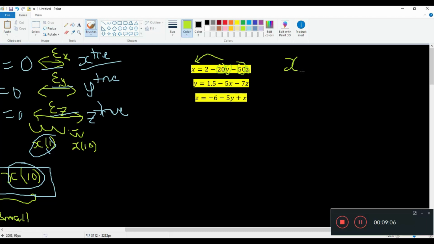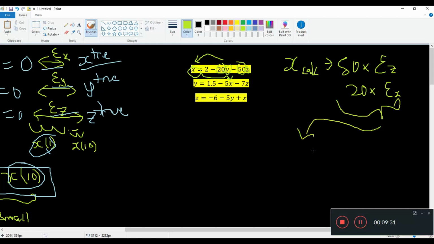So x new, or x calculated, you will have 50 times the error of z and 20 times the error of y, which is a little too much. And likewise, when you substitute this value of x in here, all of this is going to be multiplied 5 times. So 5 times the error of x. Oh, this one should be y, sorry. 5 times the error of x will be that.